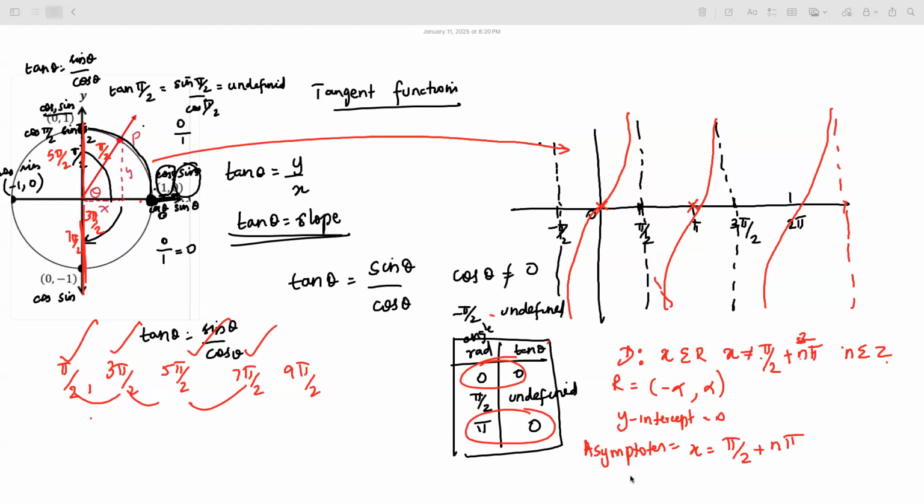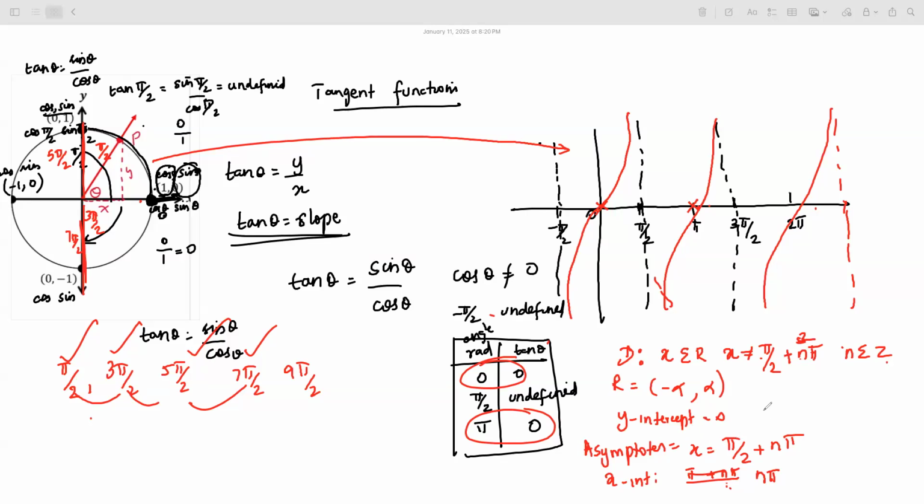X-intercept? X-intercept is what? Correct. X-intercept, how to write that? Pi plus n pi. Do you want to write pi plus n pi or n pi? We can just write n pi, because if you substitute 0, 1, 2, it's all good. 0, 1 pi, 2 pi, 3 pi, x-intercept is covered.